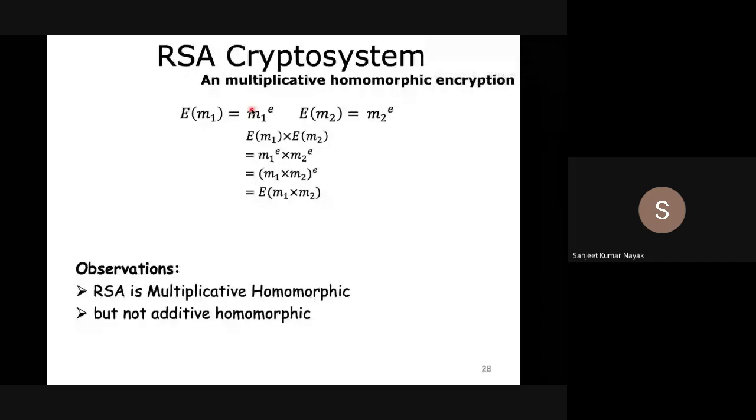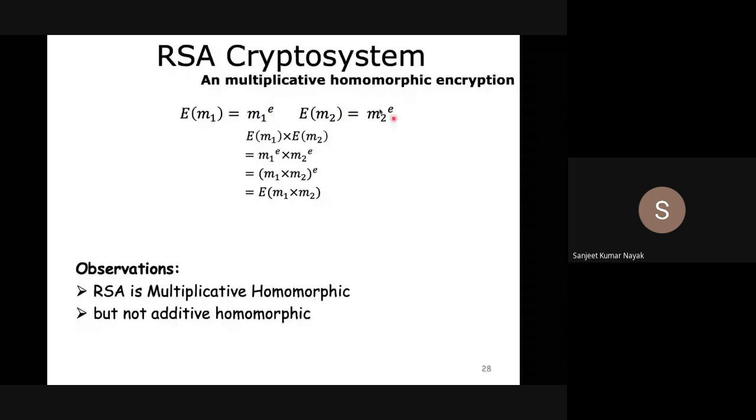So what is happening here? I think all of you might have studied the RSA crypto system. It is just like M1 to the power E mod N. So what is this E? E is the public key. So M1 to the power E, this is M2 to the power E, the receiver's public key we are using.